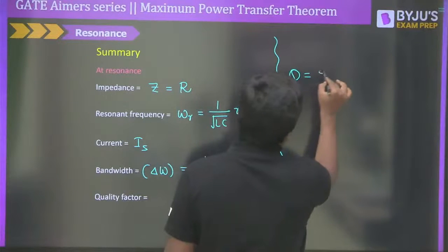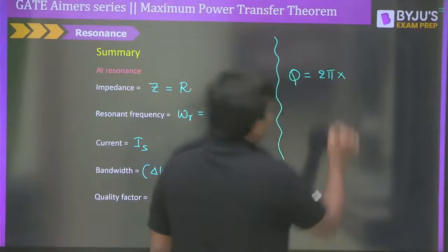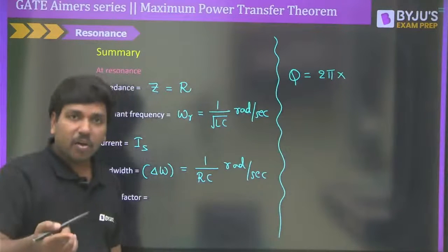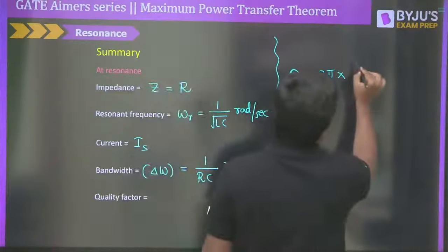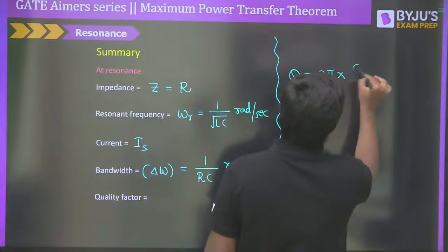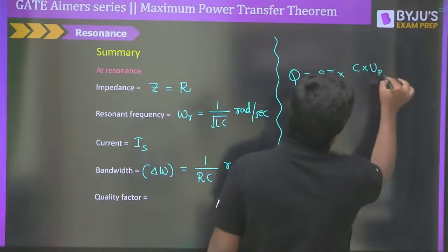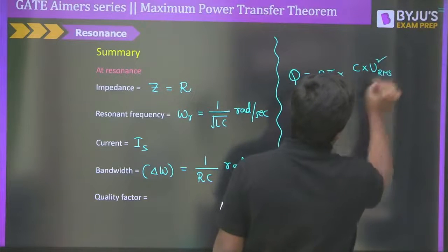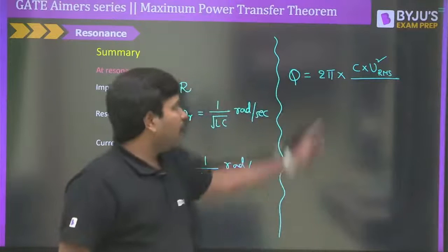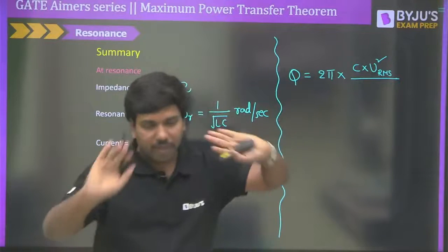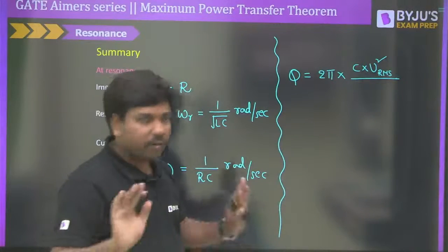Quality factor is equal to 2 pi times the energy stored in the inductor or the energy stored in the capacitor, correct? So the energy stored in the capacitor could be written as C into V RMS square, correct? V RMS square or half CV square. Half CV square or CV RMS square, both are going to be the same.